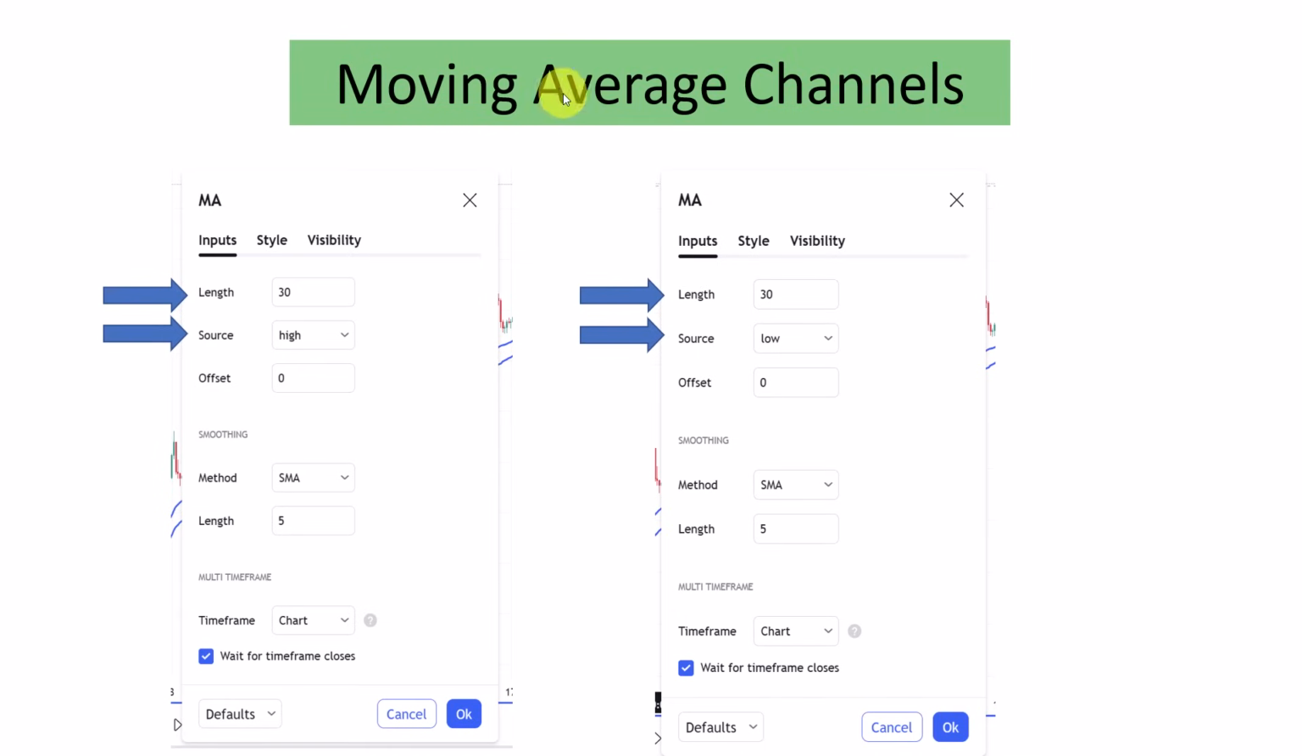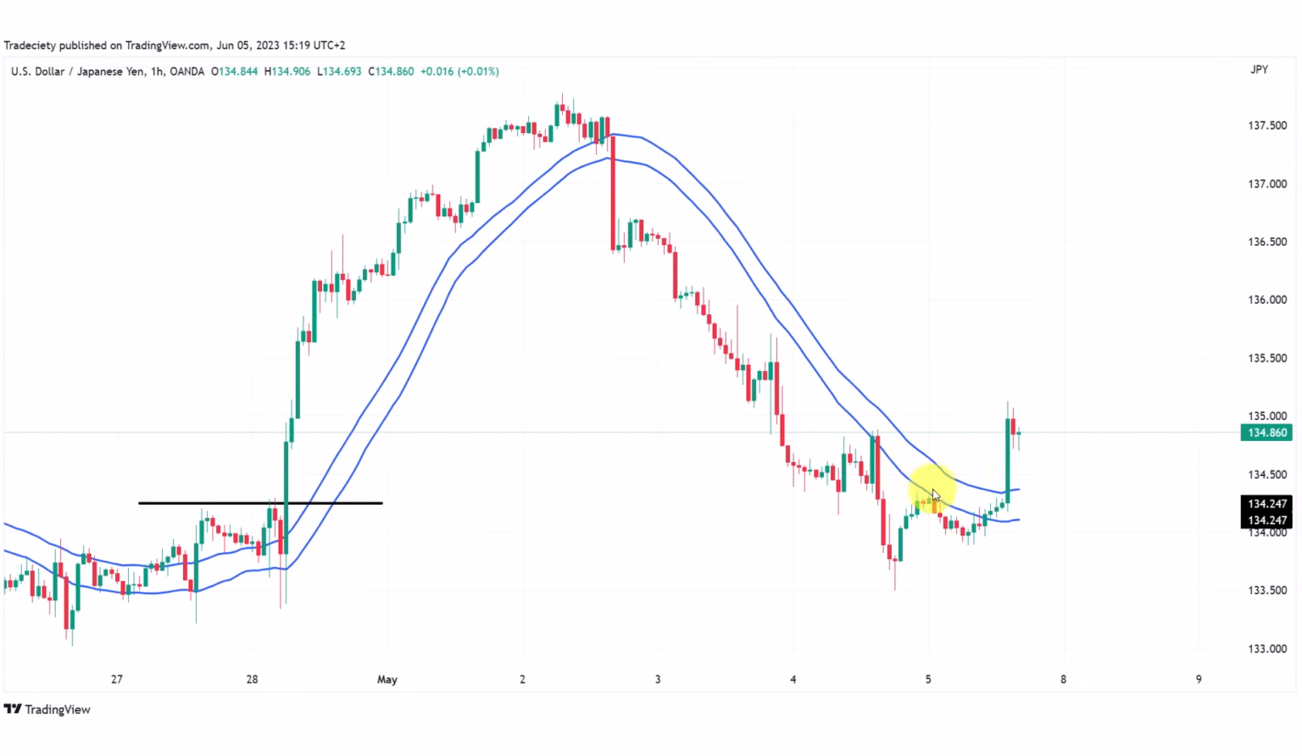Next, I want to show you moving average channels. Everybody knows about moving averages, but channels are often not so much talked about. You want to add two moving averages to your chart. The first has a length of 30 and the source is high. The second, same length, but the source is low. This gives you this channel here on your charts. This is the moving average channel.